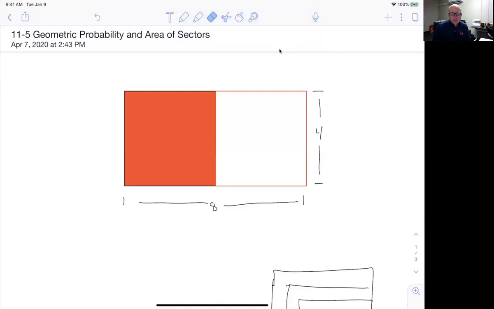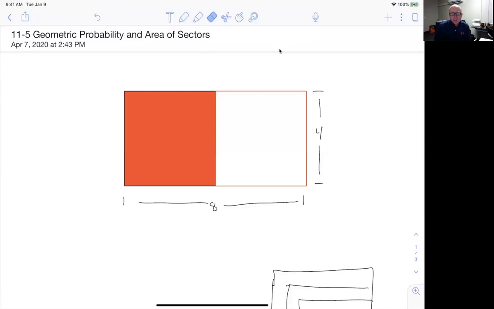So let's think of this rectangle here that we see on our screen. Let's say that we asked Wyatt to throw a dart at this rectangle. Now, assuming that he could hit the rectangle, which I know is a big assumption, what would be the probability of hitting the red part? Well, it would be about 50%, right? Because the red part makes up 50% of the total area of this shape.